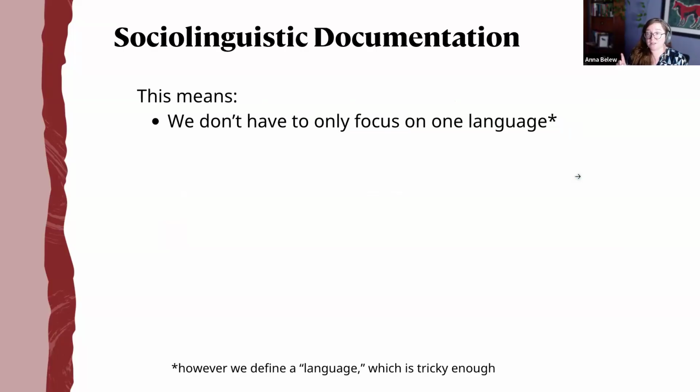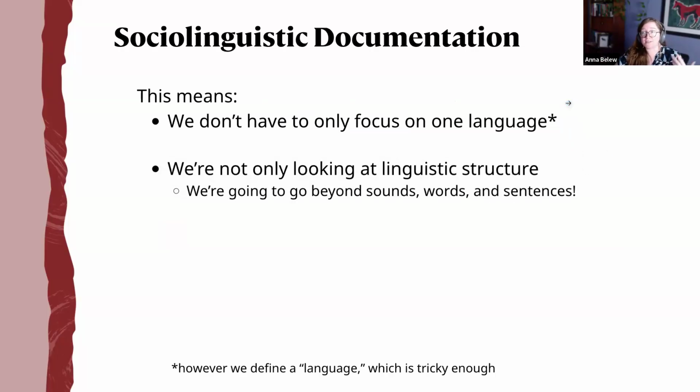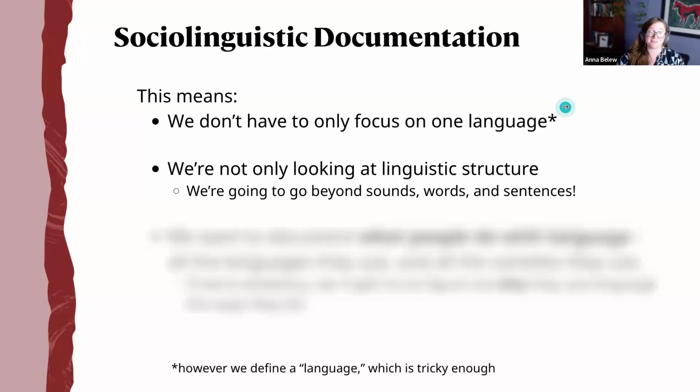Because this means we're not just looking at a language, right? We don't have to only focus on one language. And even doing that would require us to define what a language is, which is hard enough. That can be pretty complicated. So we can zoom out and focus on multiple languages. And we're not just looking at linguistic structure, right? We're not just looking at how sounds are used or patterned. We're not just looking at how words are formed. We're not looking at the structure of sentences. We're looking beyond all that at other things in addition to the structure of languages.